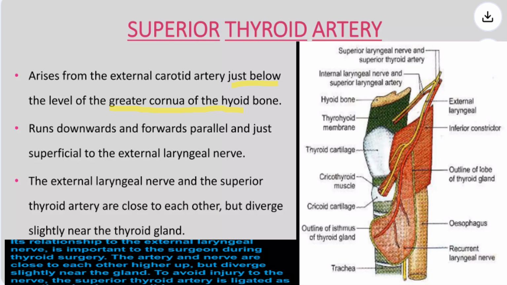This artery is coming towards like this, and there is a slight divergence between the nerve and the artery towards this gland. Its relation to the external laryngeal nerve is important to the surgeon during thyroid surgery. The artery and the nerve are close to each other higher up but diverge slightly near the gland. To avoid injury to the nerve, the superior thyroid artery is ligated as close to the gland as possible.